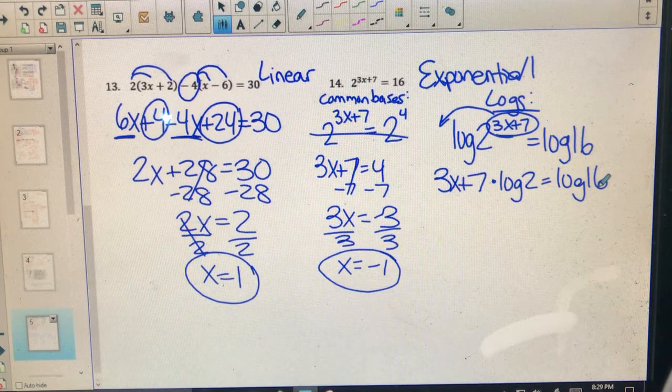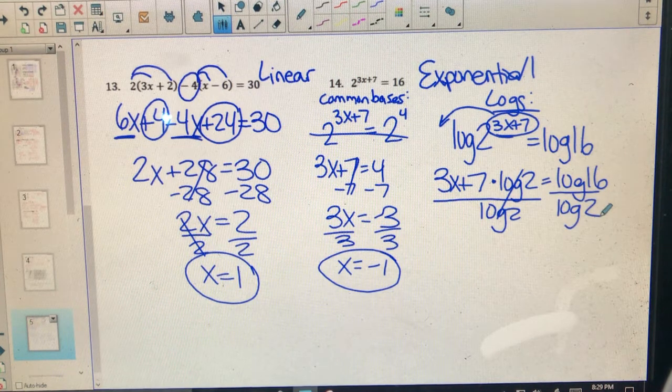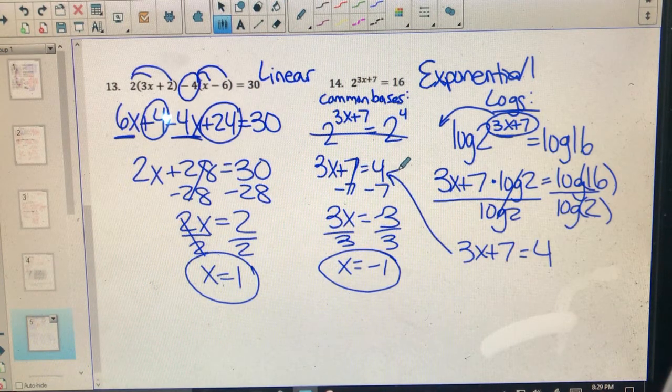Now, then I get rid of the log. Now that I've brought that exponent down, I'm going to get rid of this log. Now the log is being multiplied, so I'm going to divide by the log of 2 to cancel it out. So then on the left side, 3x plus 7 is going to come down, and I plug in the log of 16 divided by the log of 2 in my calculator, and it gives me 4. Nice number. And then hopefully you notice that this is the exact same as this step right here.